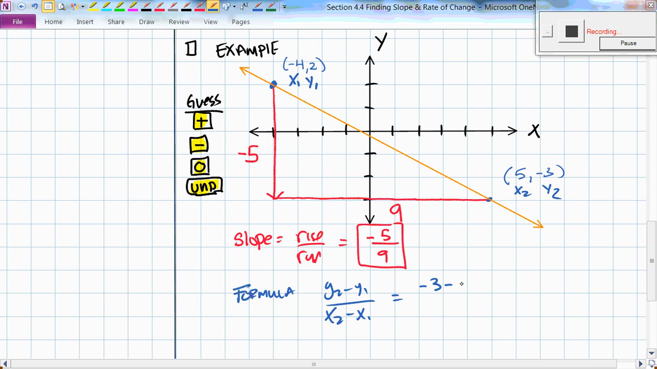Minus, what's the value of y sub 1? 2, good. What's x sub 2? 5. Minus the value of x sub 1? Negative 4. What's negative 3 minus 2? Negative 5. What is 5 minus a negative 4? 9. Are they the same? Yes, they're the same.